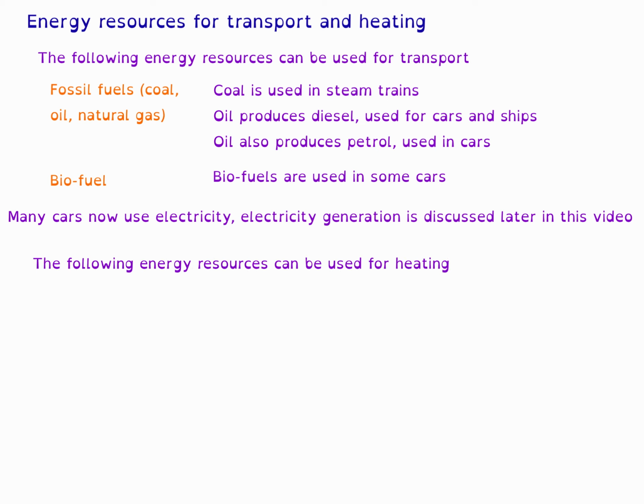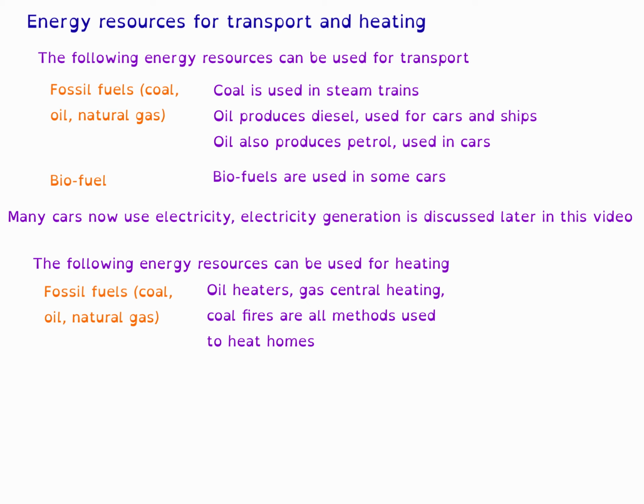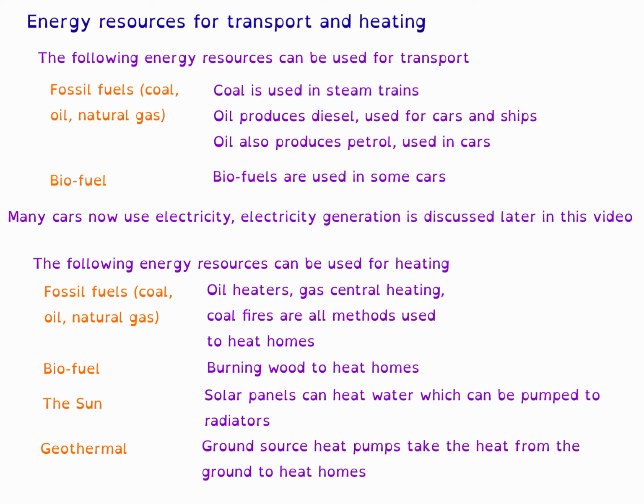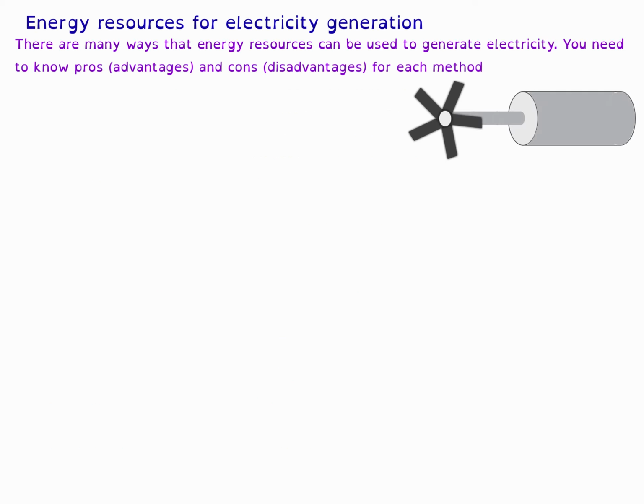The following energy resources can be used for heating. Again, fossil fuels, coal, oil and natural gas. Oil heaters, gas central heating, coal fires, these are all methods used to heat homes. Biofuels, burning wood, as wood is a biofuel, is used to heat homes. The sun, solar panels can heat up water which can be pumped into radiators. And geothermal, ground source heat pumps take in the heat from the ground and they can use it to heat your home.